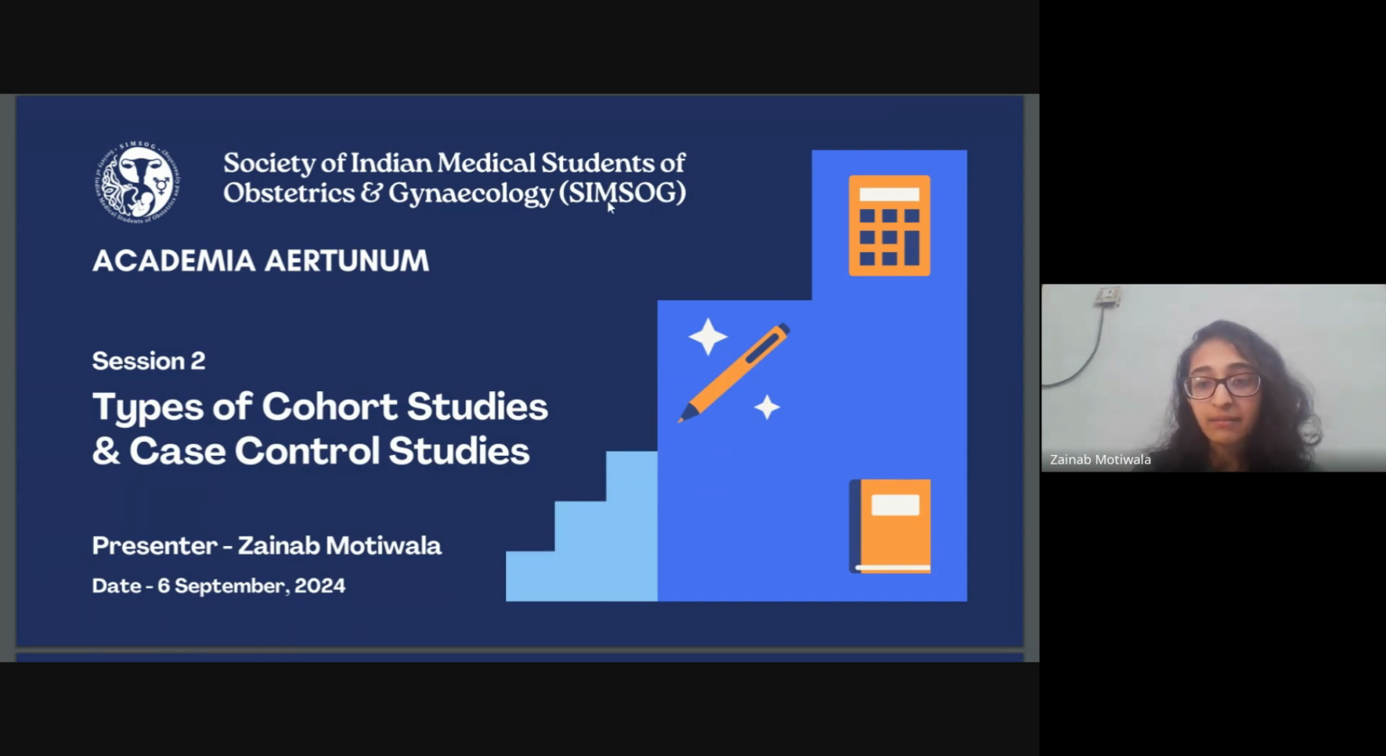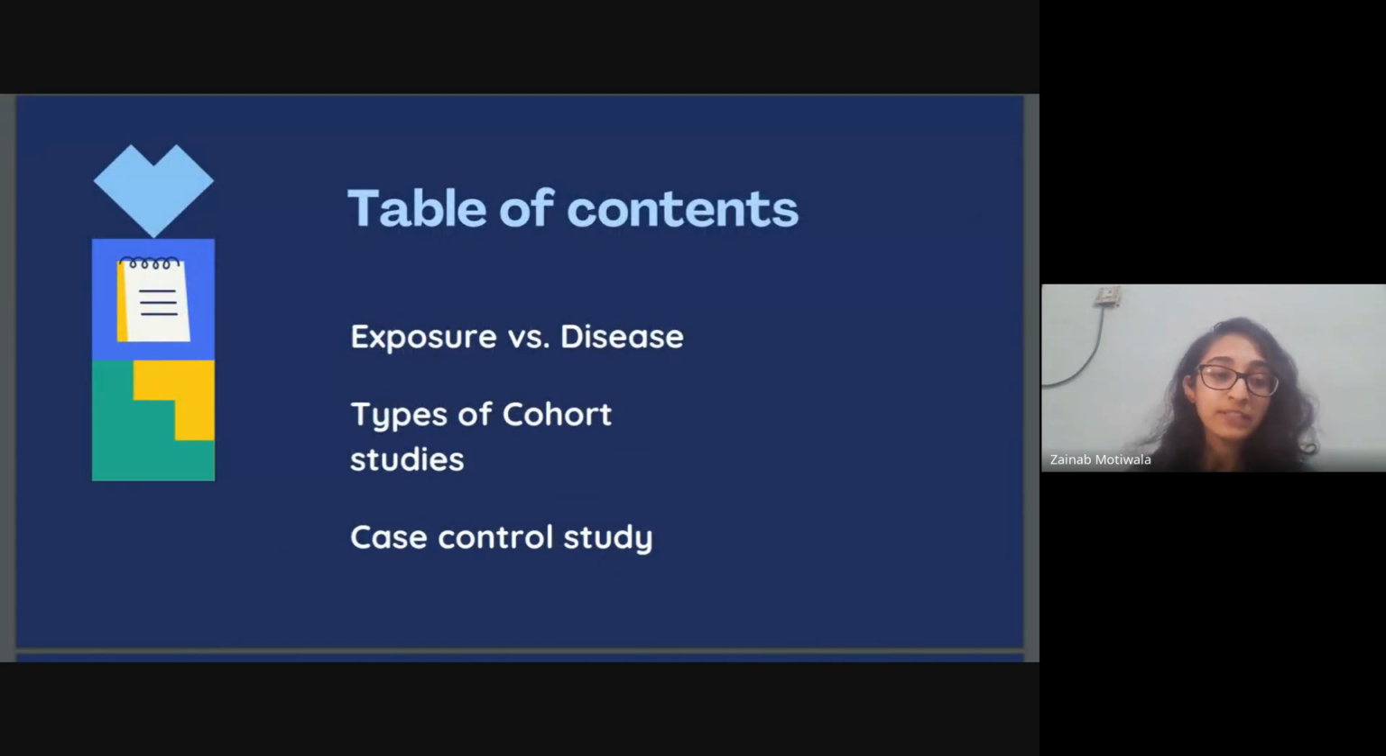The major objective of this session would be talking about exposure versus disease, similarly talking about independent versus dependent variables, then talking about the types of cohort studies that are available. More about cohort studies will be dealt in another session, and finally talking about case control studies in particular detail.